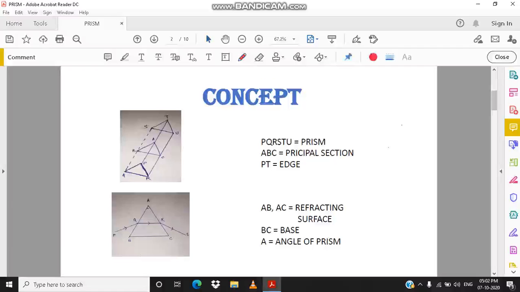I will come to the first topic, that is the concept of prism. This is a schematic diagram of a prism. P, Q, R, S, T, U. This one is the prism, and these are the sides of the prism. In the middle we have considered a section that is called the principal section. I have written over here, it's ABC. Now what is PT? PT is the straight line. This is called the edge. So ABC is the principal section and PT is the edge.